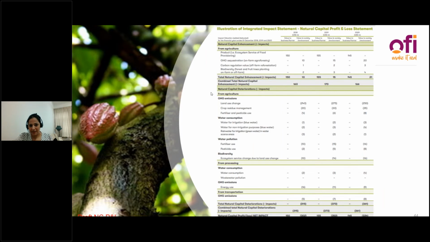Then this is a snapshot of the integrated impact statement, the natural capital P&L, the profit and loss statement. And as the earlier speakers and experts already mentioned how it looks, enhancements and deteriorations. But here, from an OFI perspective, we of course customized it to what is meaningful to us. For us, it was important to understand across our supply chain, agriculture, processing, transportation, what are those key impacts, what are those key dependencies, and what is their annualized value. So profit and loss is a more annual statement we looked at.